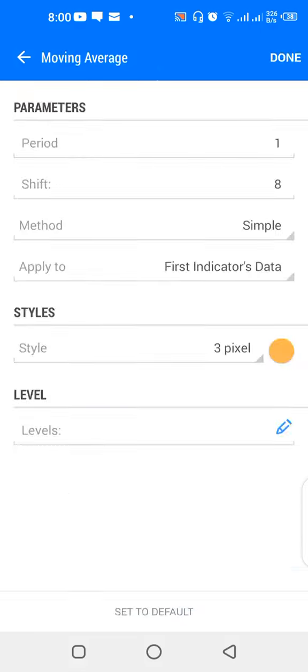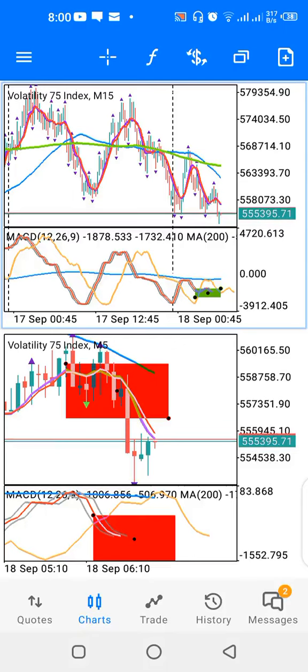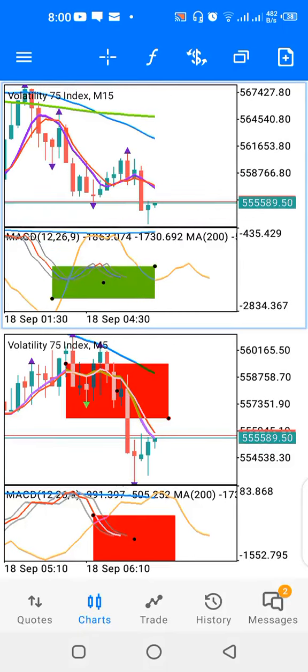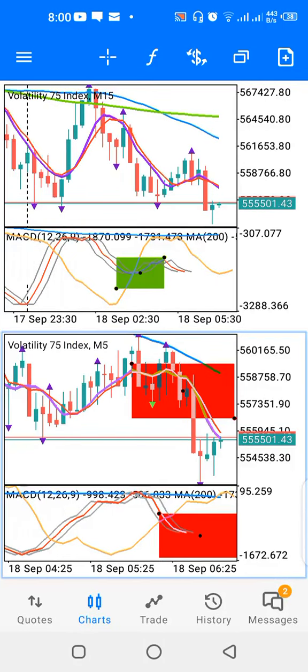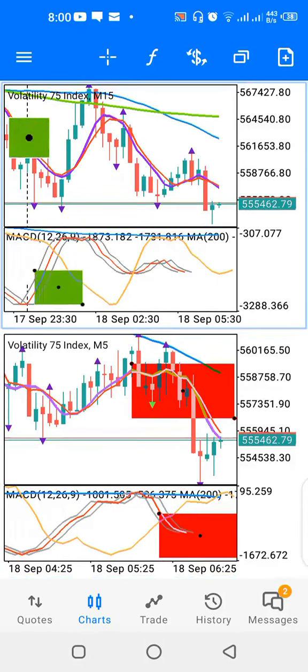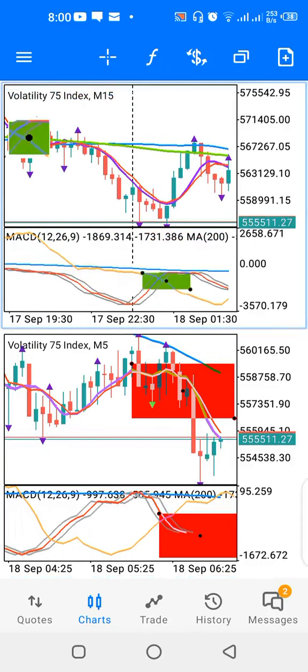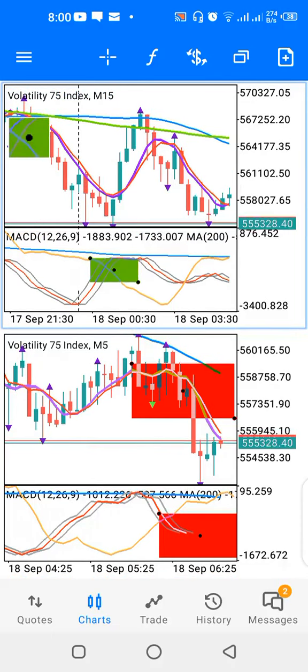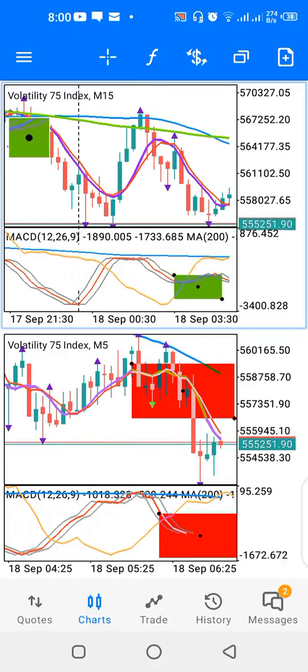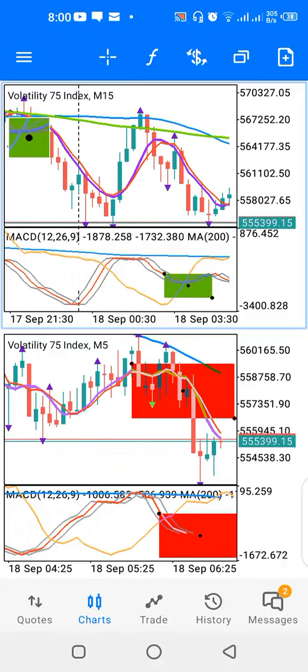Then another moving average, period 1, shift 8, method simple, apply to first indicator's data. Color is orange. So how do we apply all these parameters on indicator window 1? When the gray lines cross above the orange line, that's your buy signal. When they cross down the orange line, that's your sell signal.